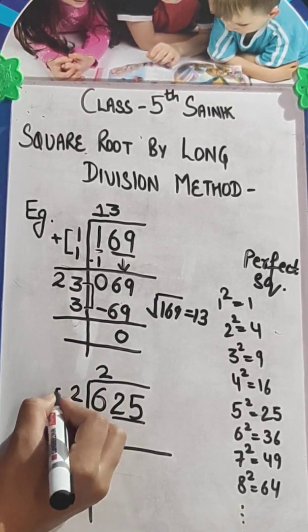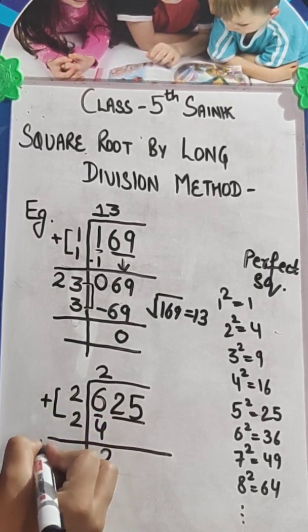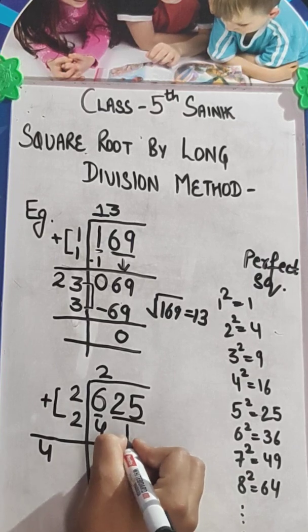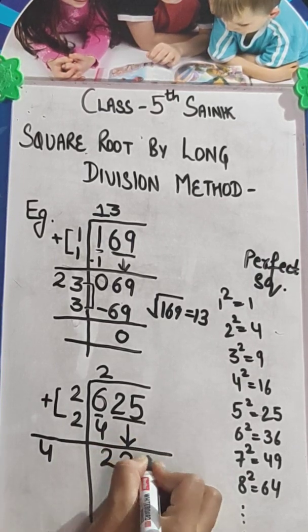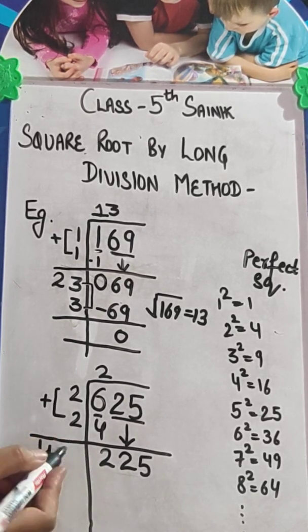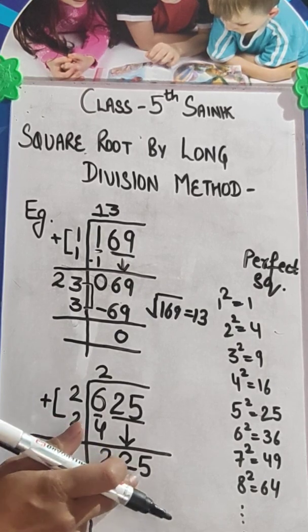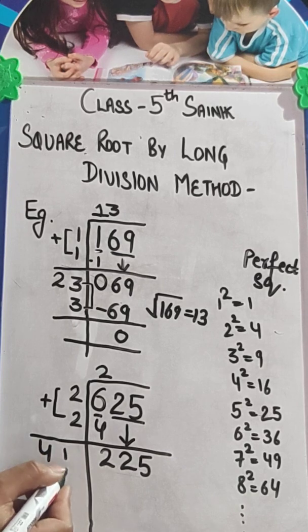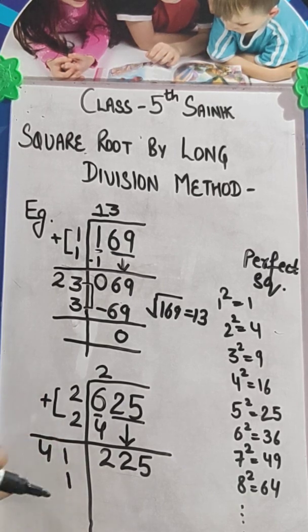So here add them. 2 plus 2 is 4 and write it here. Now after this I have to write the next pair. Remember this, you have to write down the next pair, not only a single number. After this, now you have to check by which number you multiply it so that you get 225 or less than 225. If you take 1 here, you have to take 1 here.